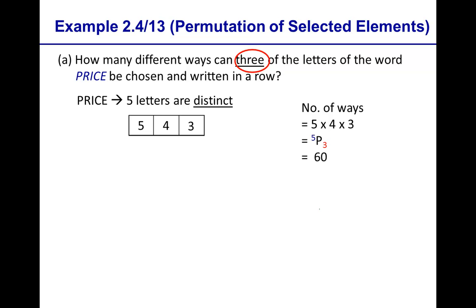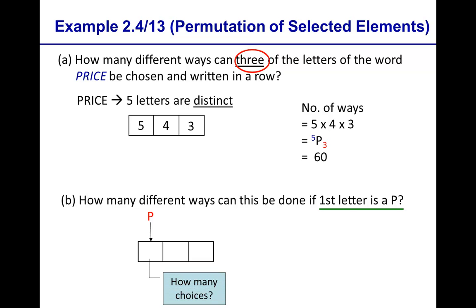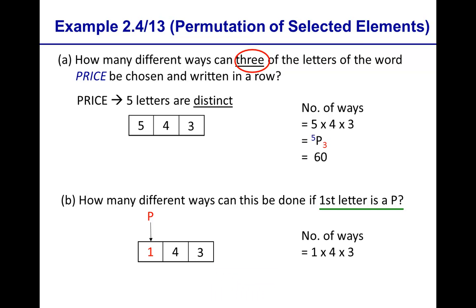In part B, how many different ways can this be done if the first letter must be a P? First, draw 3 boxes. The first box must be a P. Fill in the boxes with the special conditions first. So how many choices for this box? It can only be P, so 1 choice. So how many choices left for this box? Well, only P is used up, so there are still 4 letters. And how many choices here? 3. Hence, the number of ways is equal to 1 times 4 times 3, which is 12.